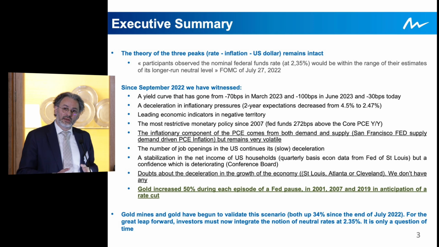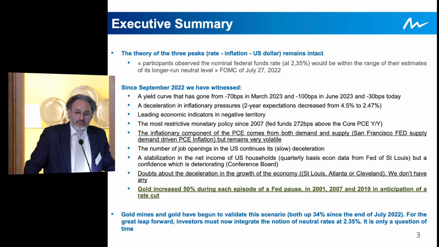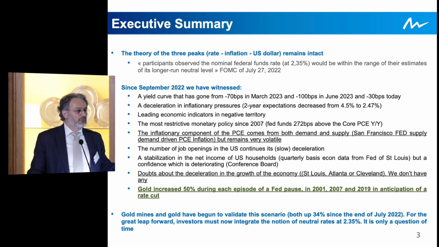Gold mines are going to outperform gold, because gold has a natural tendency for outperforming. And this is what we have been observing for the last 2 months. Just to remind you, gold mines have gone up by 40% in the last 2 months. 40%, and nobody has noticed it. Nobody. But everybody's talking about gold.